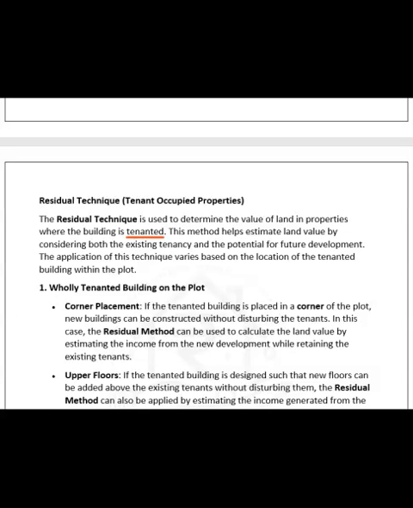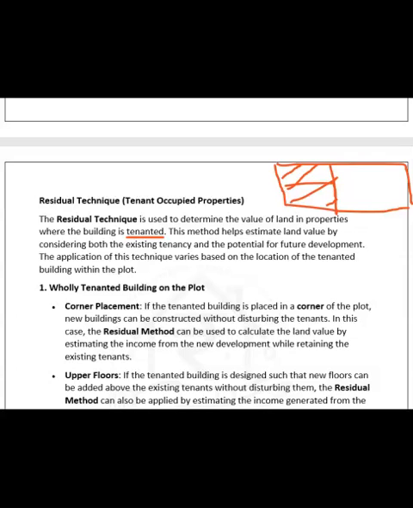Here, if a plot is a larger plot, say this is the plot. Here, one side building is already constructed and given on tenancy, say the tenant portion. This building is the tenant portion. Then it is easy to construct on this land and build a new building to utilize the full FSI.